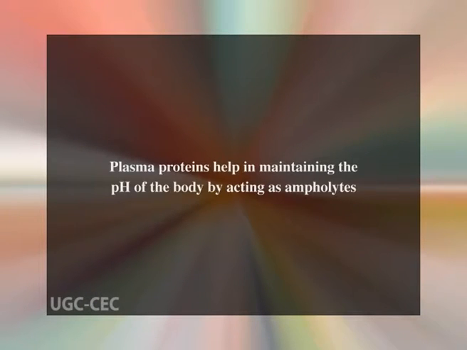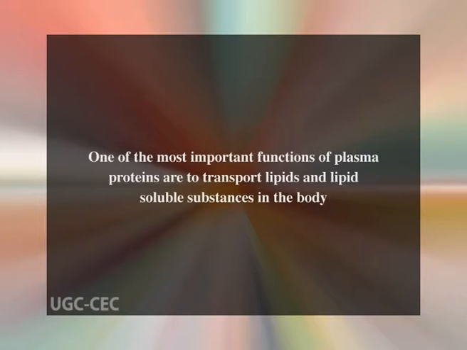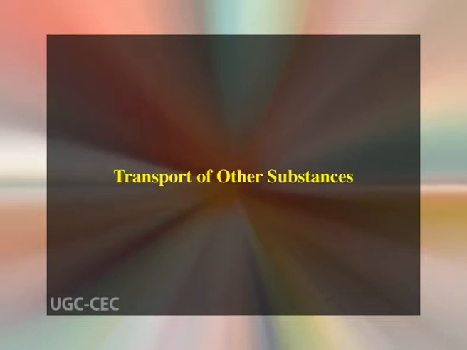Third is buffering action. Plasma proteins help in maintaining the pH of the body by acting as ampholytes. The fourth one is transport of lipids. One of the most important functions of plasma proteins is to transport lipids and lipid-soluble substances in the body. Fatty acids and bilirubin are transported mainly by albumin, whereas cholesterol and phospholipids are carried by the lipoproteins present in the beta globulins. Fifth one is transport of other substances.